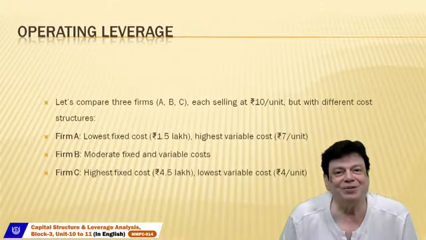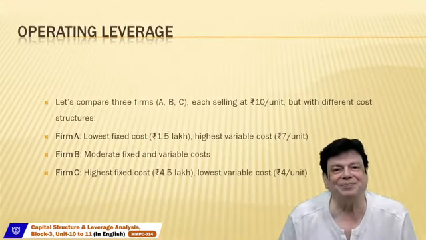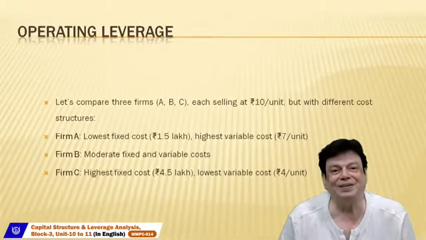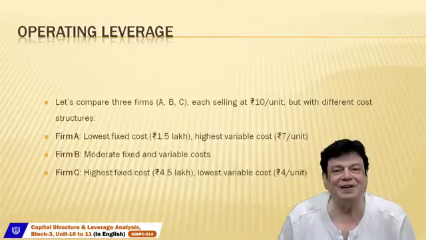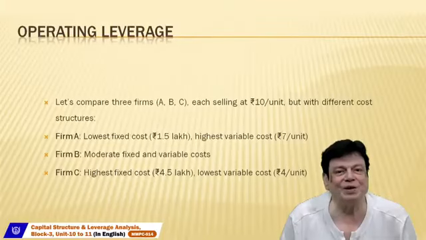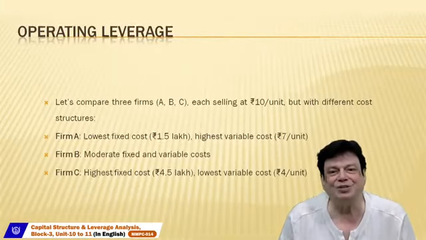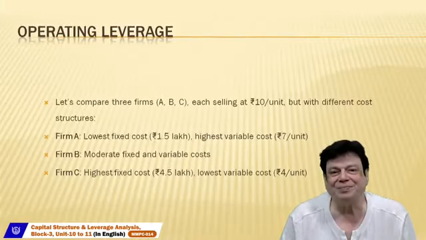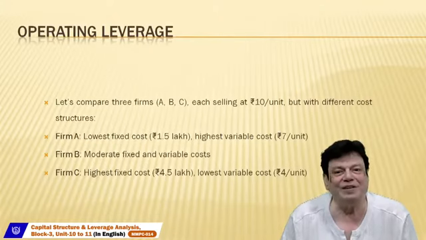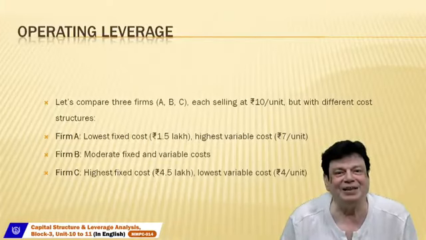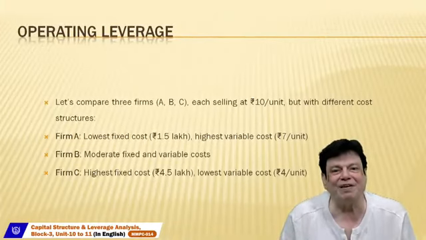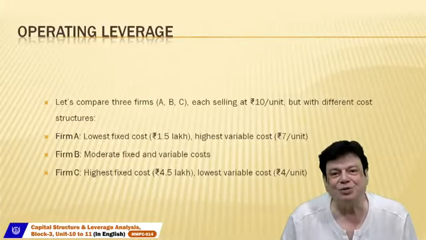Now again, for example, 3 firms are there, A, B, C, each selling at rupees 10 per unit, but the cost structures are different. For firm A, you see, lowest fixed cost is rupees 15 lakh, highest variable cost is rupees 7 per unit. Firm B, moderate fixed and variable costs. Firm C is, you see, highest fixed cost is 4.5 lakh, lowest variable cost is rupees 4 per unit.